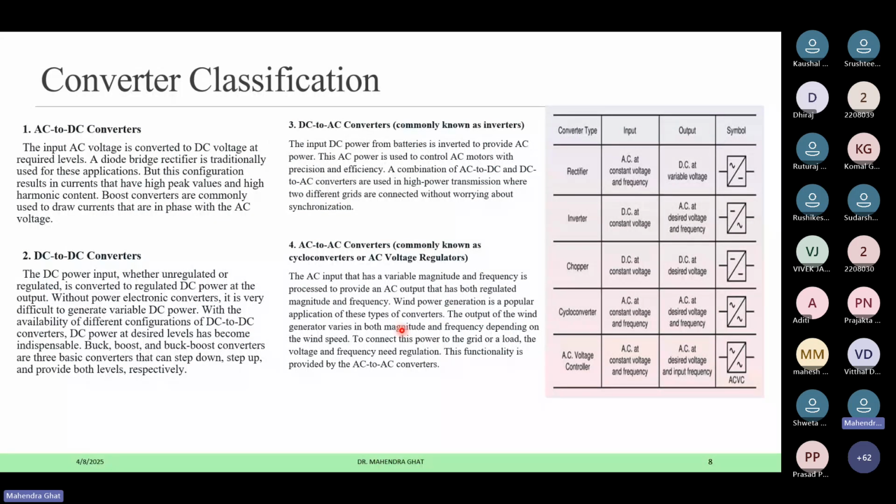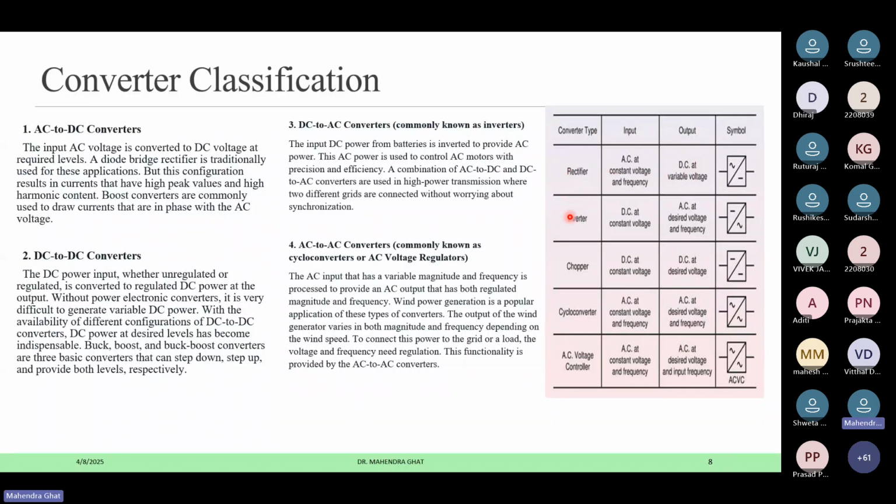Okay, the same thing I have explained here. There can be AC to DC converters, DC to DC converters, DC to AC converters, and AC to AC converters. Depending on this, there are different names, like a rectifier. We mainly use the name rectifier when the input is AC and the output is DC. That time we will say it is a rectifier.